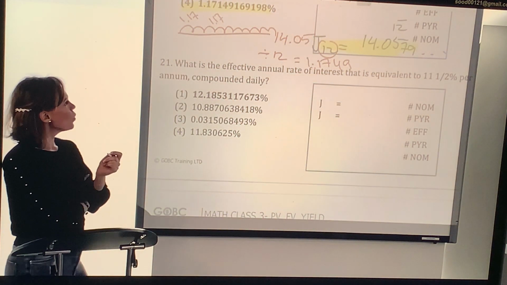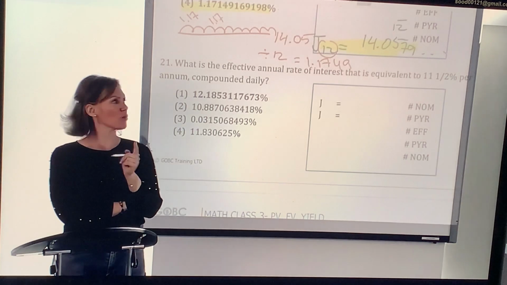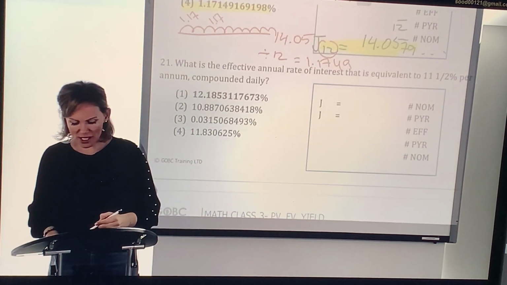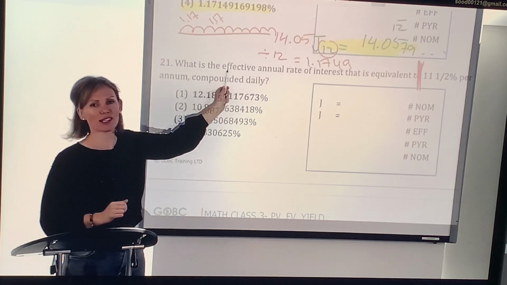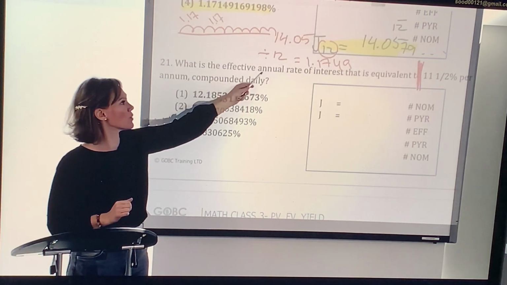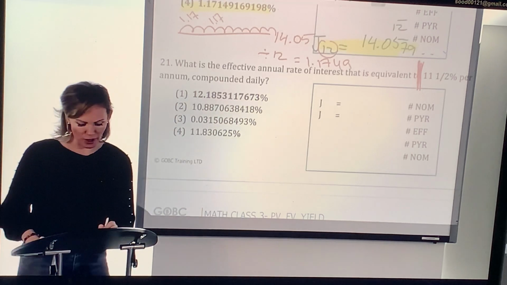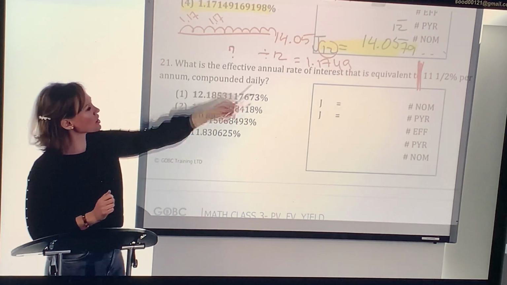Question 21, what is the effective annual rate of interest? They're looking for J1. That is equivalent to. So whatever they say equivalent to, again, I'm doing the same thing. I'm going to draw the line, okay? Whatever they want is what they're looking for. So they're looking for the J1, effective annual rate, okay? And what I have after is what's given to me.